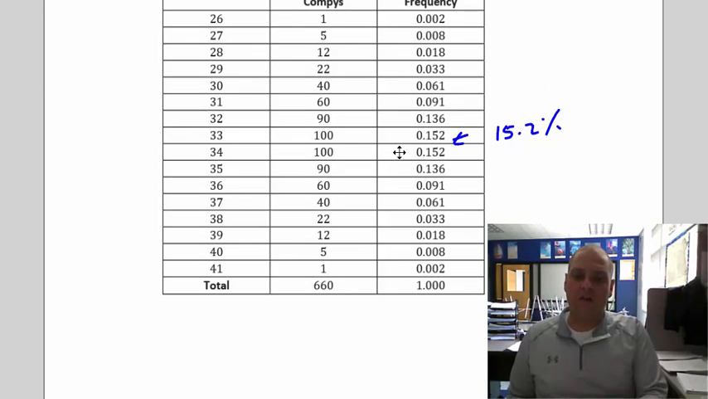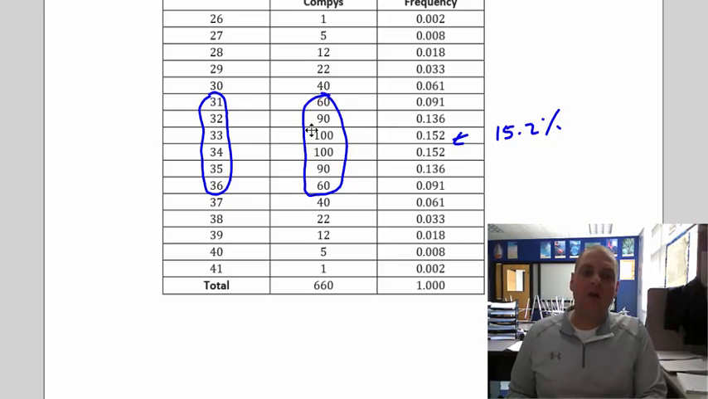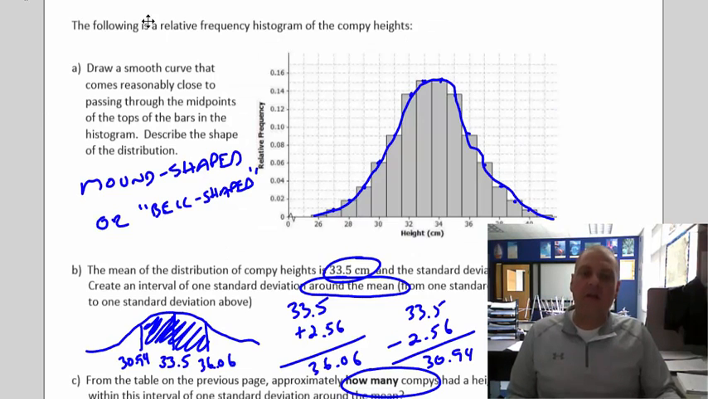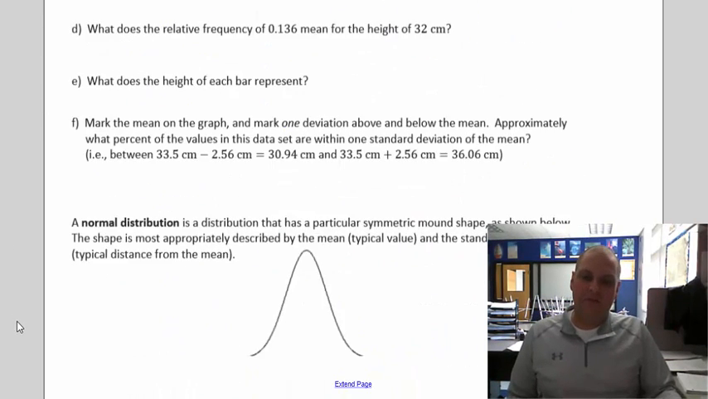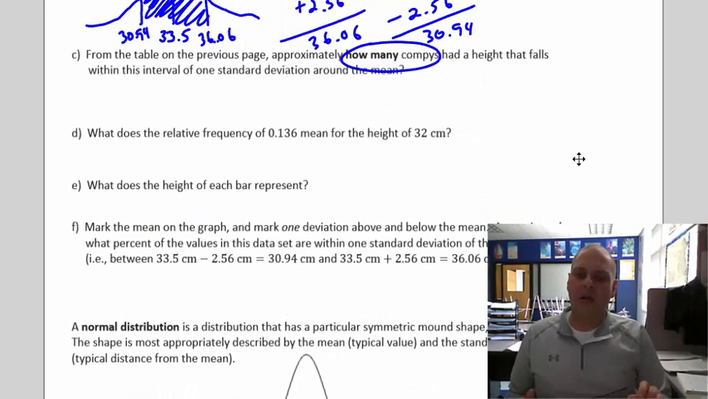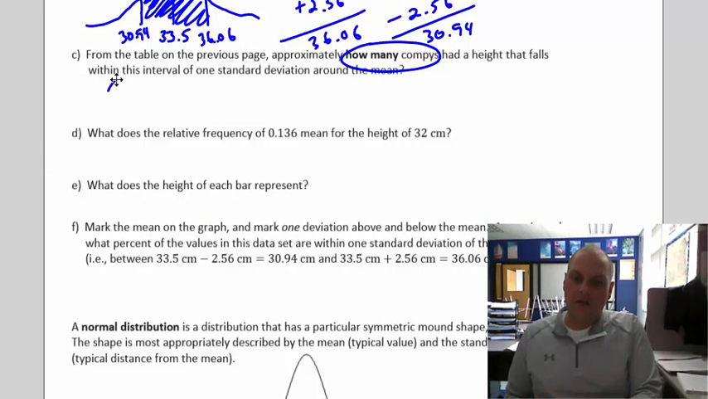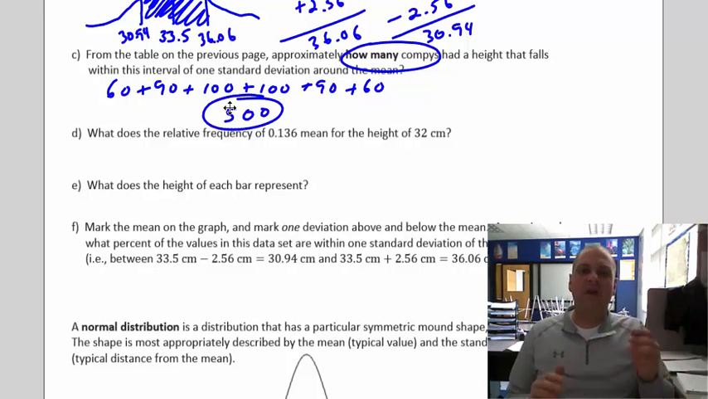31 to 36, so that's going to be everything. I'm going to just circle them. 31 to 36 are the heights. Here are the number of copies that fall in that interval. So you'd have to add all those up: 60, 90, 100, 190, and 60. I did this ahead of time just to save time, but write that out. 60 plus 90 plus 100 plus 100 plus 90 plus 60 comes out to be 500. So there were 500 copies that had that height.